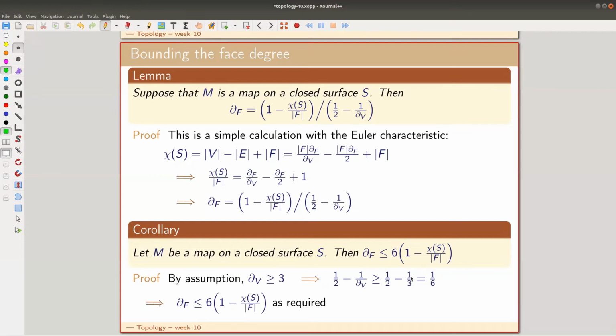Okay, so why is that interesting? Why do we want the delta f is smaller or equal than 6 times 1 minus Euler characteristic over f? Well, let me show you the final statement of today, actually. And then I will comment a little bit on what we are going to do next week and repeat a little bit what we have seen today.